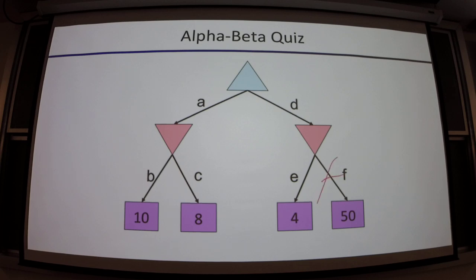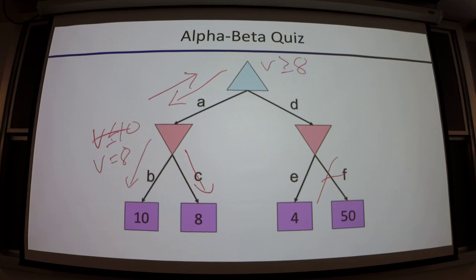Yeah. So let's look through. Okay, so we go down this way, we say this is less than or equal to 10, right? But we can't stop, so we can't prune this one. So then we say B is equal to 8 exactly, right? We pass up 8 here, B is greater than or equal to 8, right? Go down this way.